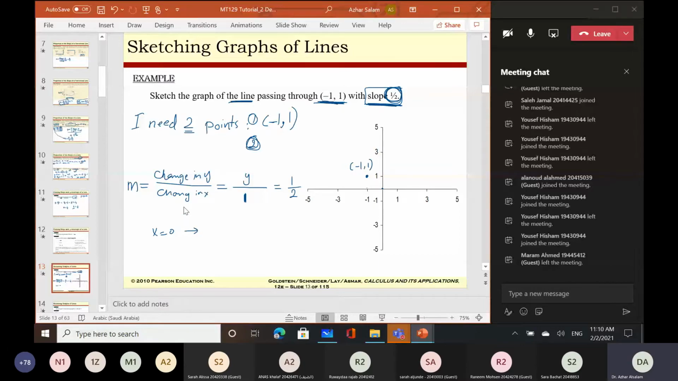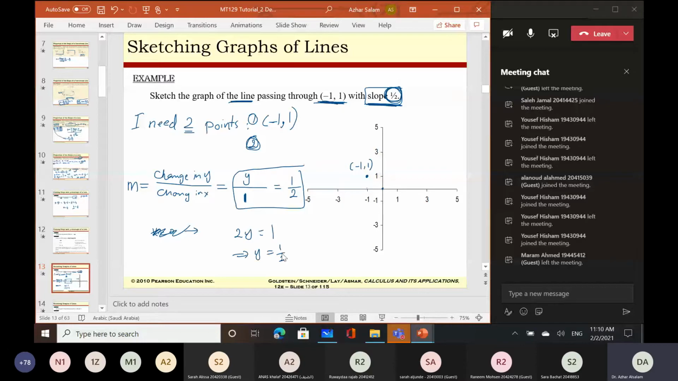Okay, change in x is 1. I will not use this. Change in x is 1, so x will be 0 here. How to find the y component? I will use this. So 2y equals 1, then y equals 1/2.